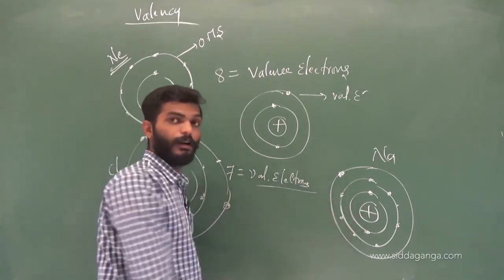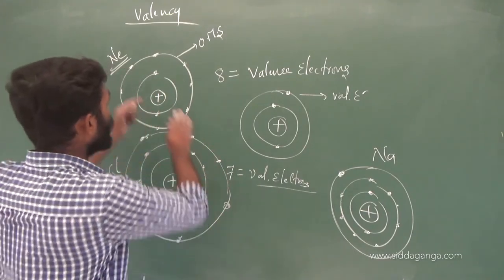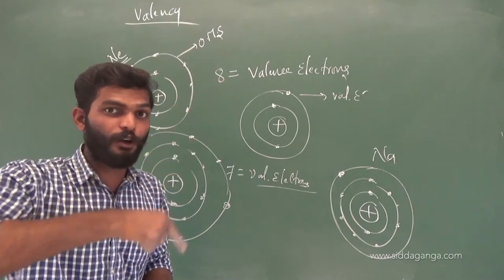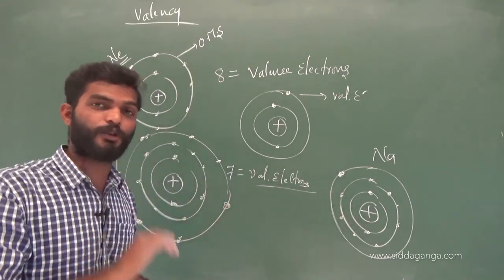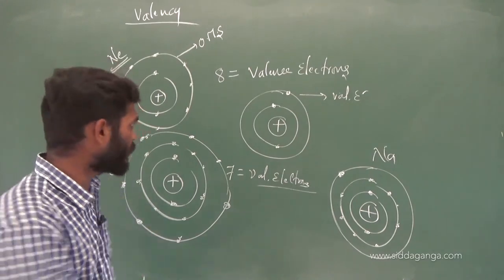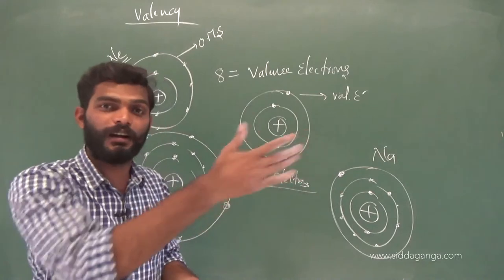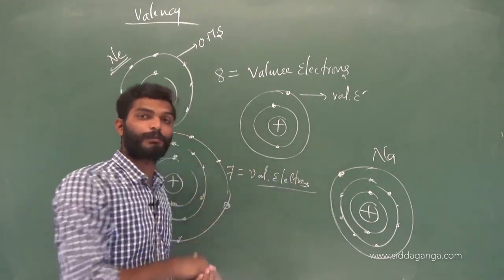Each and every atom wants to have octet configuration, like argon, neon, xenon, krypton, which have 8 electrons in the outermost shell. These atoms also want to have 8 electrons in the outermost shell. How can they have 8 electrons in the outermost shell? When they take some electrons from some other atoms, or when they lose electrons to some other atom.